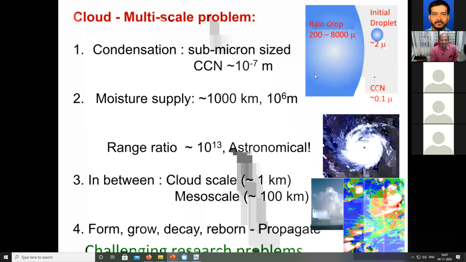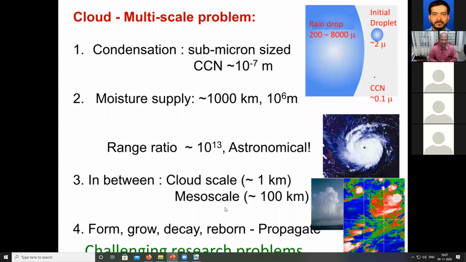And in between these drops and the planetary scale, you have what you call the cloud scale, which is of the order of 1 to 10 kilometers. Then you have the mesoscale, 100 kilometers. You have the synoptic scale, which is of the order of 500 to 1,000 kilometers. And these cloud systems form, grow, decay, and are reborn. They propagate. And there are many, many challenging research problems.